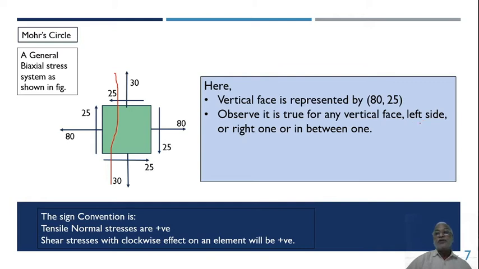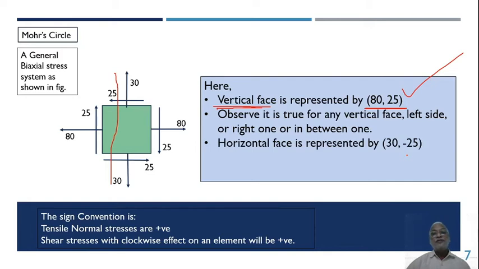Whether the face is on the left side of the element or right side of the element, or even in case you take a face in between, it will be same as 80-25 only. So no confusion that if you consider on this side what happens, and then if you consider on that side what happens. As long as it is a vertical face, it will have the same coordinates 80-25, and all these vertical planes are represented by a single point on the Mohr circle.